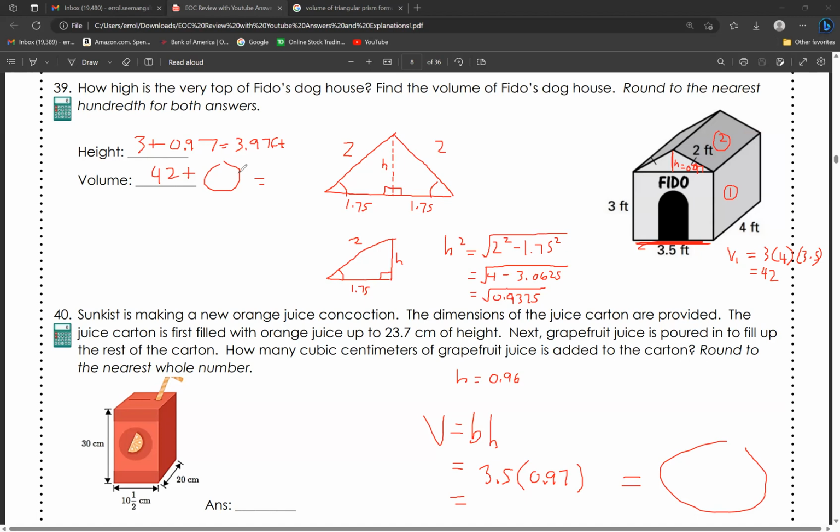All right, just take a picture of that, or just fill in the detail there. I skipped one step there, so just add it to the 42.